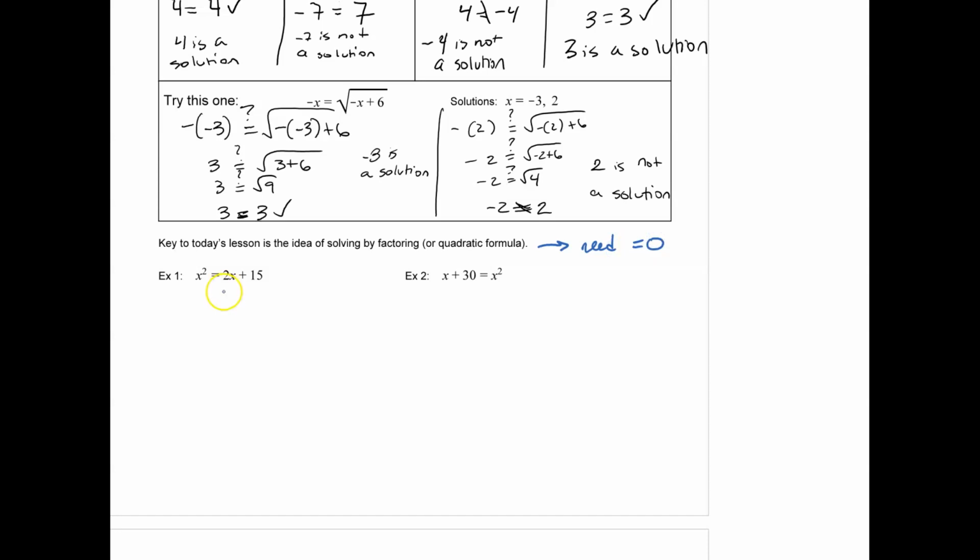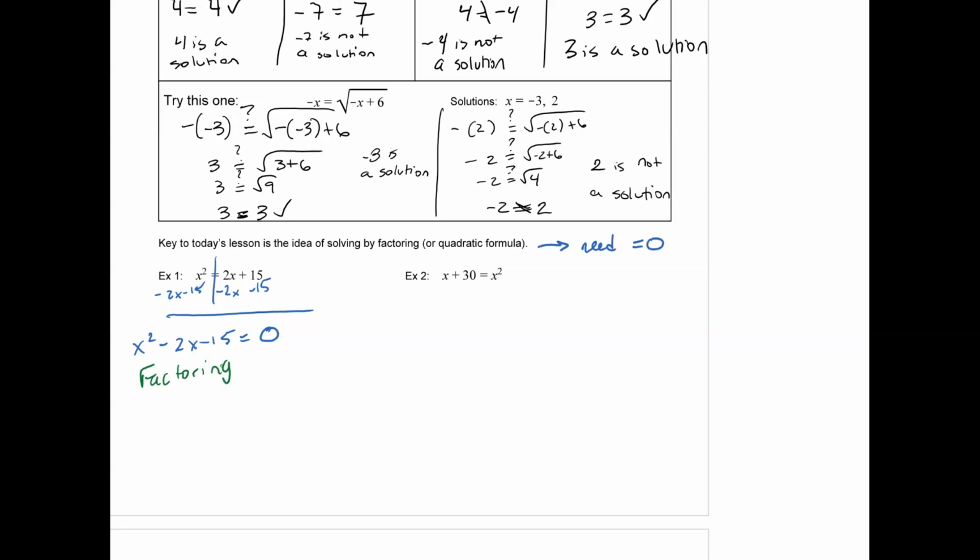So looking at example 1, I'm going to subtract 2x and 15 to the other side. And we get x squared minus 2x minus 15 equals 0. That's what I mean when I say it has to be equal to 0. Now at this point, you're thinking factoring, quadratic formula. I'm going to do both. Factoring is what I'm going to start with.